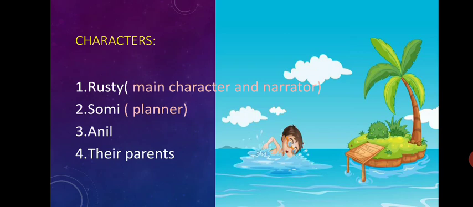The next character is Somi. He is the friend of Rusty. So he is the planner in the story. He makes a variety of plans. So he is the idea master in the story. The third character is Anil. He is the friend of Rusty and Somi both. The next characters are the parents of Rusty, Somi, and Anil.